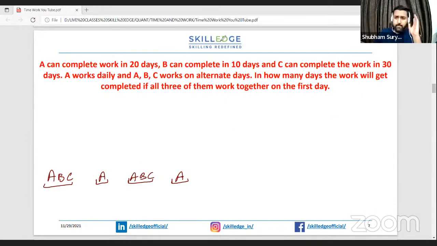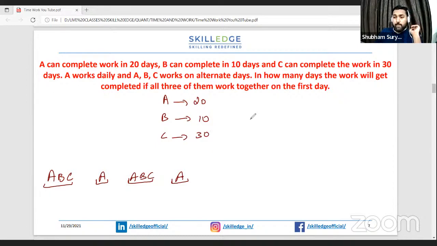Okay, let's have a look at the solution. This one, A can complete the work in 20 days, B can complete it in 10 days, and C can complete the work in 30 days. So there are three people now: person A, person B, person C. Okay, so A can complete in 20, B can complete in 10, C can complete in 30.